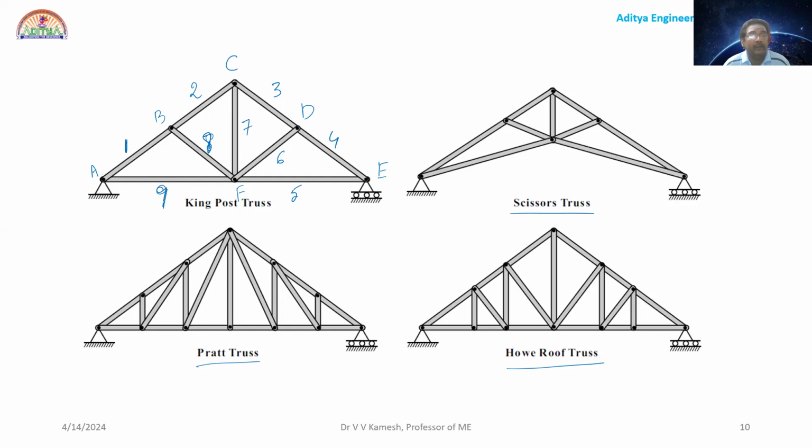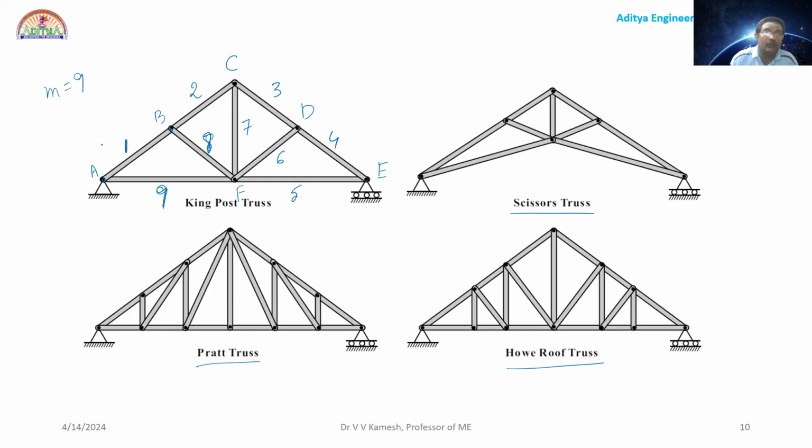Even though in the diagram A to E looks like a long slender bar, it is not. Between each and every two points, there will be only one slender bar. Even though the diagram looks like that, you should not consider AE as a single member. AF is one member, FE is another member. So between any two joints, we have only one slender bar. Now, how many members are here? 9. So, M is equal to 9.